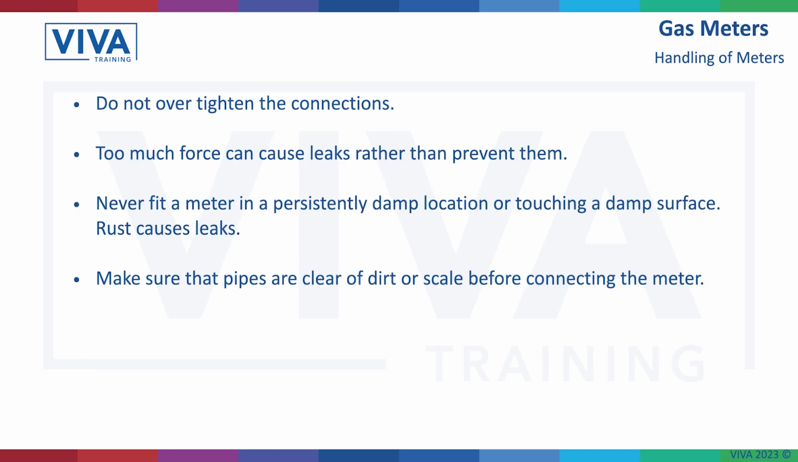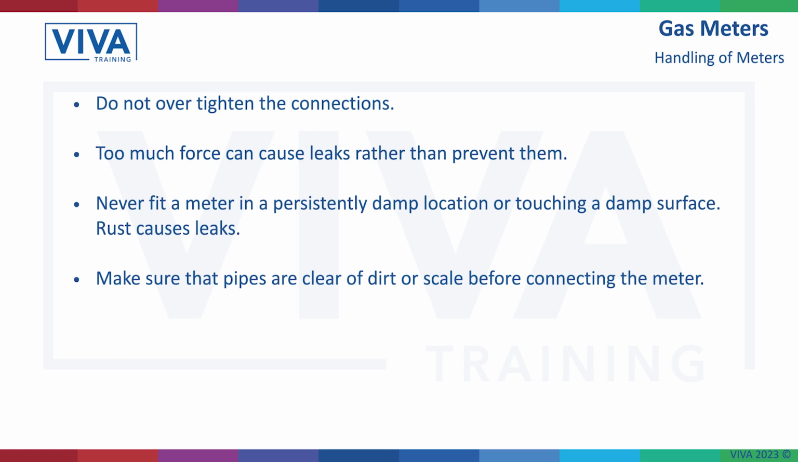So when we're putting the gas meters back in, we don't over tighten the connection. We're working on gas, not working on steam. We don't need to really rive them up. If we over tighten, we can split the rubber washers that are on there, and that could cause a gas leak.